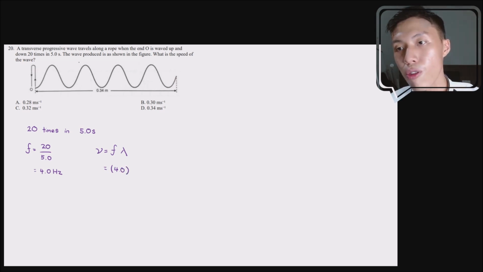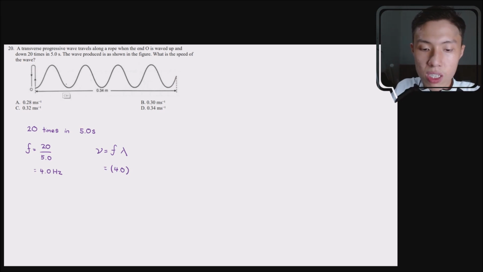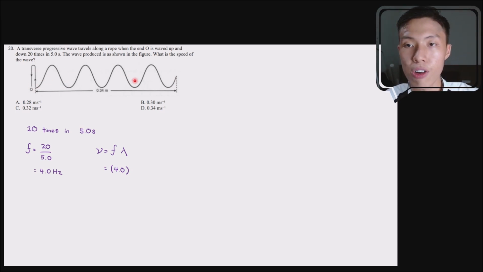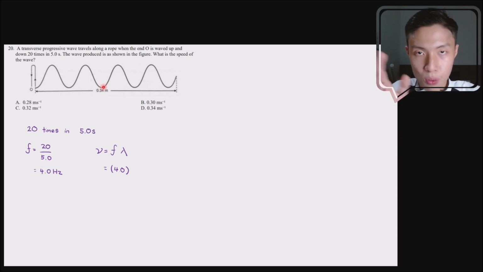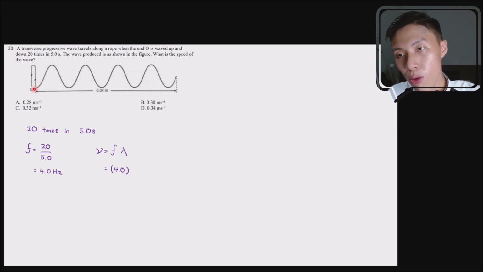Okay, so for this, in order to determine the lambda, we have to refer back to the diagram over here. To be more specific, we have to determine how many complete wavelengths are found in this wave pattern. We know that the total length of this wave pattern is 0.34 meter, but this 0.34 meter is equivalent to how many complete wavelengths? Whether it's 1, 2, 3, or 3.5, we need to determine that. How do we determine that? Well, count. Okay. So we start from here.